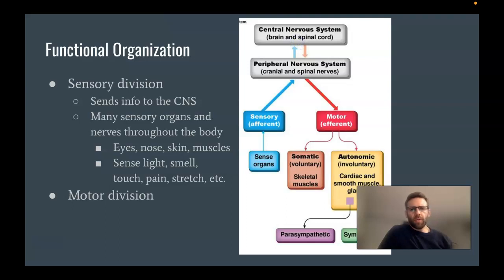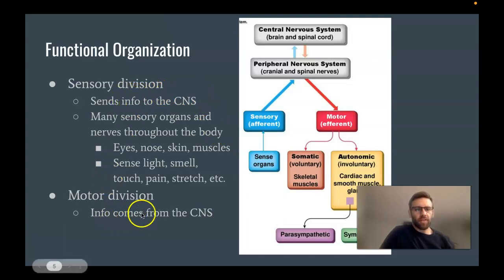And then finally, the motor division is where there's going to be some kind of motion or maybe emotion or some other action that takes place, because your brain and your body decide that there must be some kind of action. That signal gets sent from the brain down the spinal cord and then to maybe a motor neuron or something else in your body. So that information is going from the central nervous system and then out to the rest of the body. Sensory is information in, motor is information out.